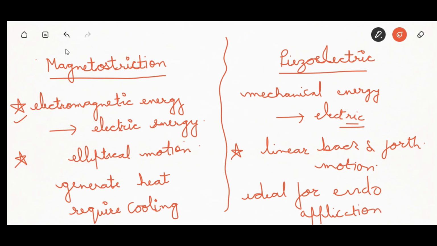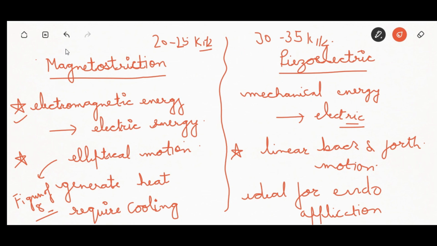The magnetostrictive has a vibration of 20 to 25, whereas the piezoelectric has a vibration of 30 to 35. The magnetostrictive will generate heat, whereas piezoelectric will not generate heat. The magnetostrictive requires a cooling system by the flow of water, whereas piezoelectric does not require a cooling system. The magnetostrictive is a figure of 8 motion where 4 sides are active, whereas the piezoelectric is a piston-like, back and forth motion, where 2 sides of the tip will be effective.